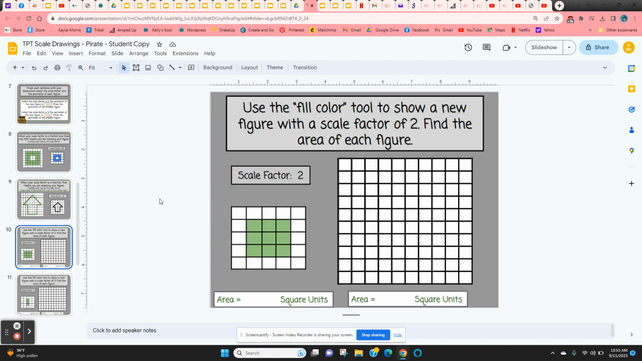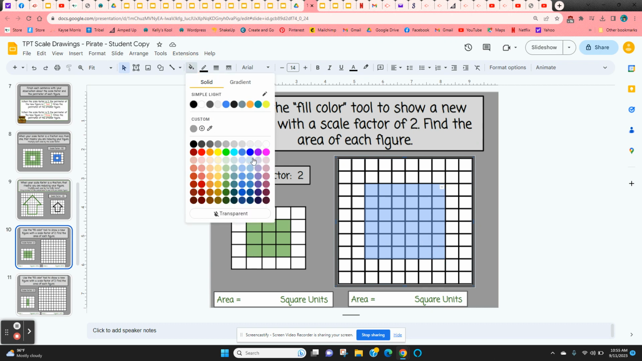Now for the next few slides, we're going to be looking at area instead of perimeter. So the first one's pretty simple. We're going to scale up by a scale factor of 2. That means another 6 by 6 square. Color in any color they like.